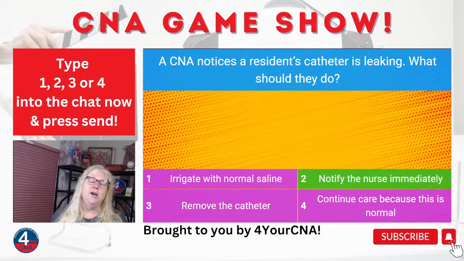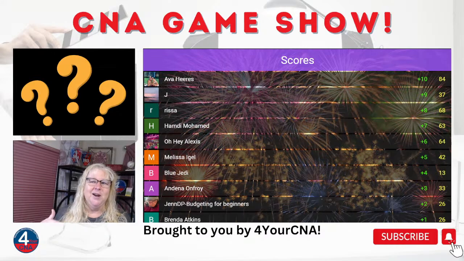You don't want to continue care because a leaky catheter is not usually normal unless the nurse has told you, yeah, the catheter's leaking, just go ahead and do care, I'm aware of it. Then you can just continue care because you've received that information from the nurse.